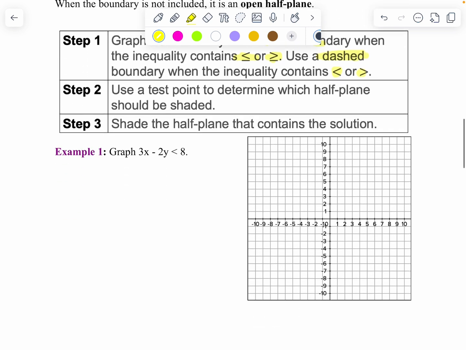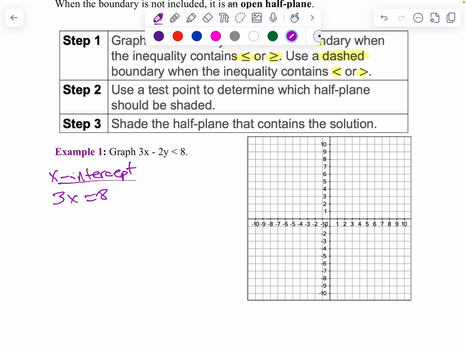So on example 1, I'm going to graph this. I'm first going to graph the line, and I could pick whatever I want. I could do y-intercept. I could do the intercepts. I'm going to do the intercepts this time. So I'm going to find my x-intercept. Remember, x-intercept is when y is 0. So I'm essentially going to have 3x equals 8.